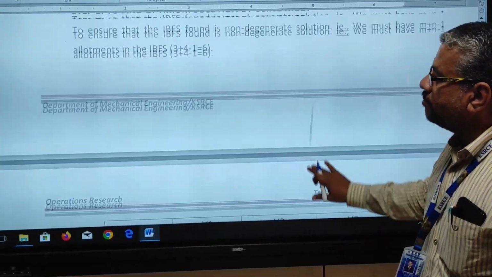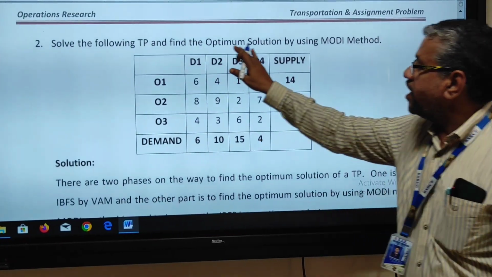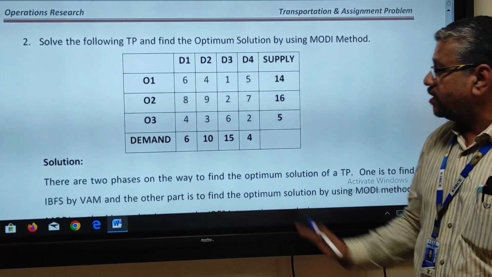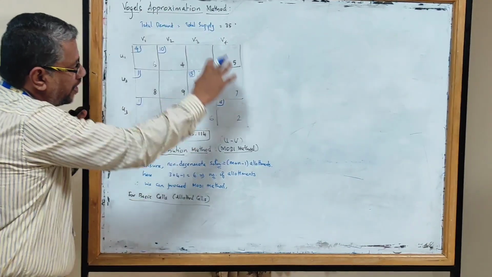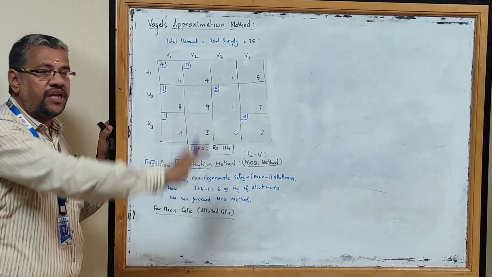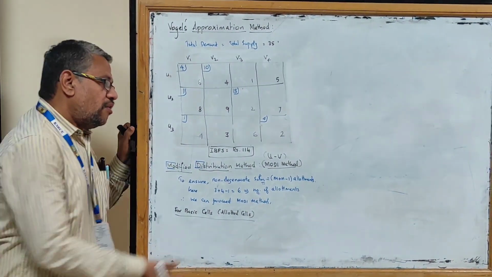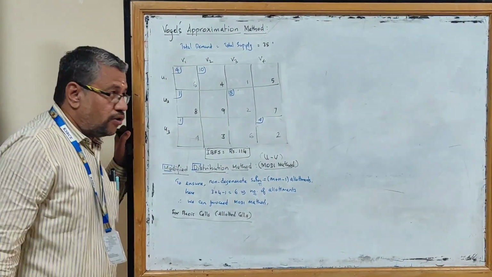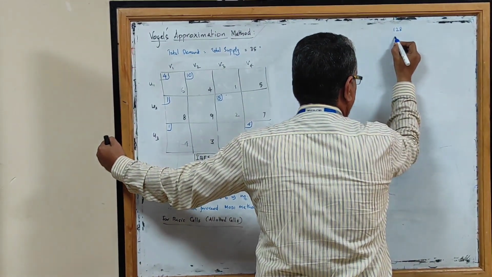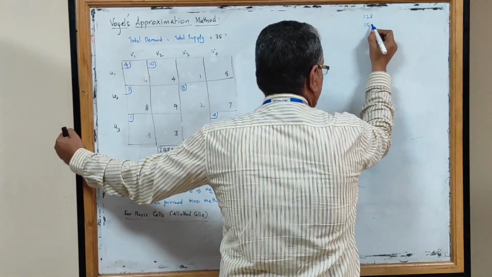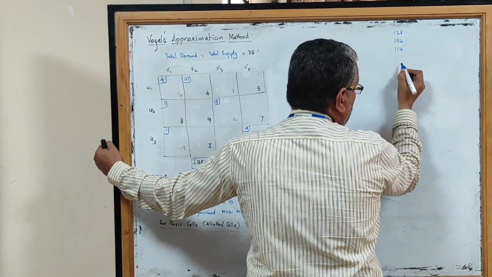Now we are going to solve the problem and find the optimum solution by using MODI method. The same problem that I took, there are two steps involved. First of all, we'll have to find the IBFS by using any of the three methods. For that matter, I have taken this problem by solving VAM method. VAM gives you the lowest value, whereas for the same problem northwest corner gives you 128 rupees, least cost gives you 156 rupees and VAM gives you 114 rupees.